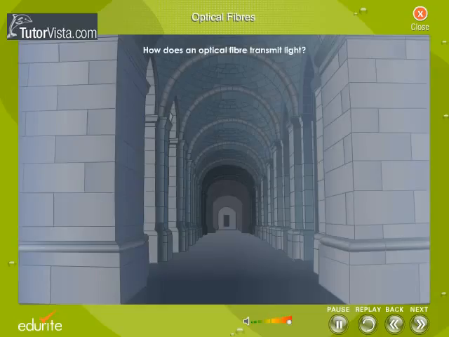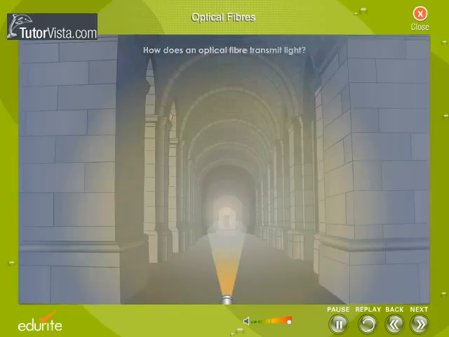How does an optical fiber transmit light? Transmission of light through an optical fiber is similar to the transmission of light through a hallway. When you have to illuminate a long straight hallway, you just have to point the beam straight down the hallway, as light rays always travel in a straight line.